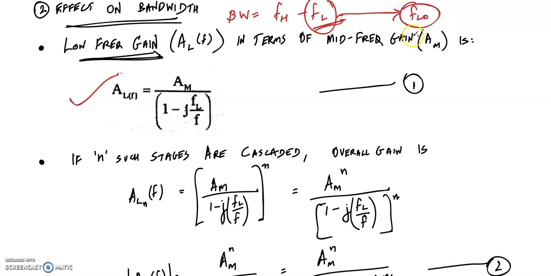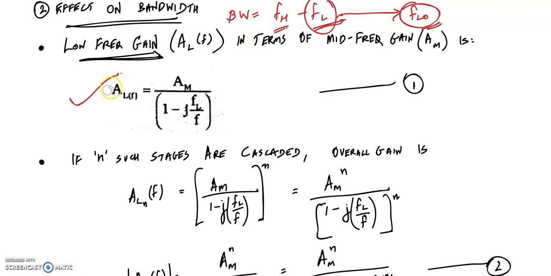After cascading, FL becomes FL naught. That means the overall lower cutoff frequency becomes FL naught. What happens to FL to make it FL naught? What is the relation between them? Does it reduce? Does it increase? And by how much? The same thing we shall do for FH, and then we shall find the difference. And thus we will find out what is the effect on bandwidth.